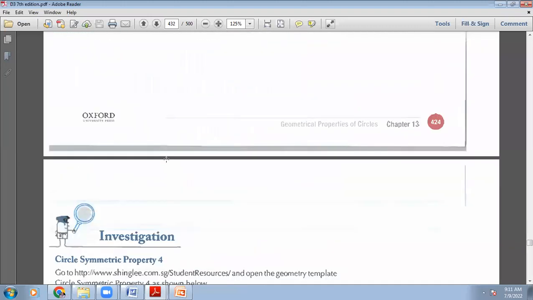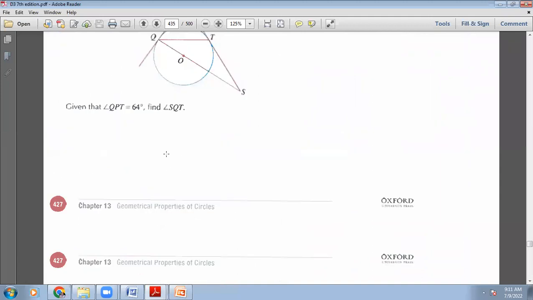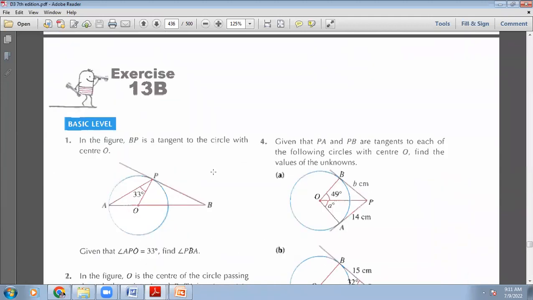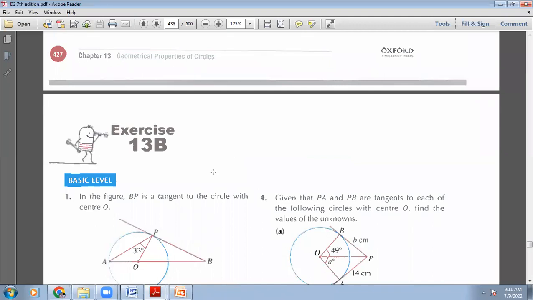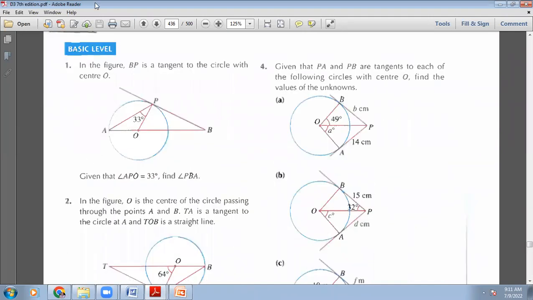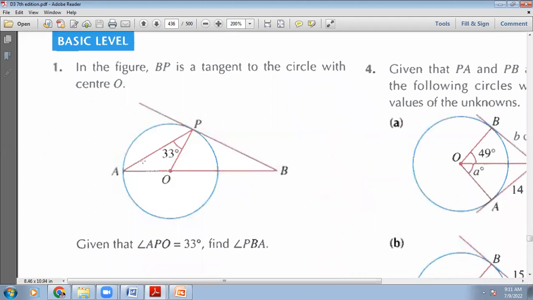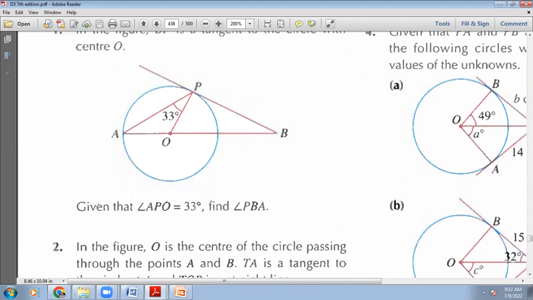So we are on exercise 13b in book D3. Question number 1 is coming up on your screen. It says in the figure, BP is a tangent to the circle with center O. Given that the angle APO is 33, find the angle PBA. It's very simple.